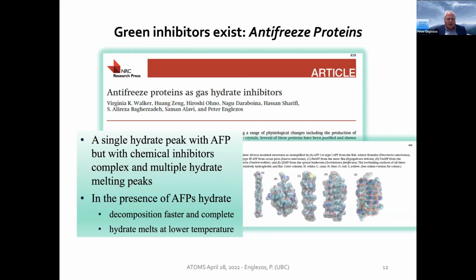So the work that we've done, we've clearly shown that there are green inhibitors in the form of antifreeze proteins, and they have some interesting behavior. The antifreeze proteins have a single hydrate peak, as opposed to multiple hydrate melting peaks that we observe with chemical inhibitors. We use PVP, PVCAP, and a commercial one. And the other thing that we've observed, and it has implications in the field, is that in the presence of AFPs, the hydrates decompose faster and completely and at a lower temperature. And that has been summarized in an article in the Canadian Journal of Chemistry.